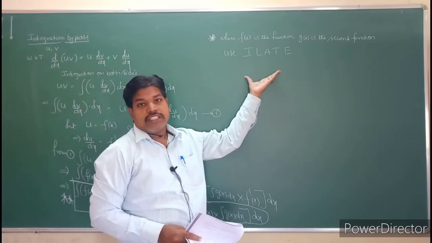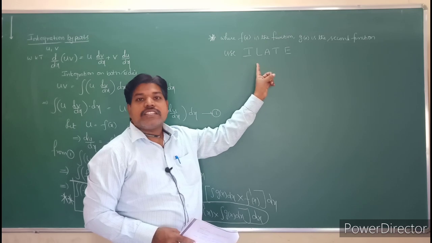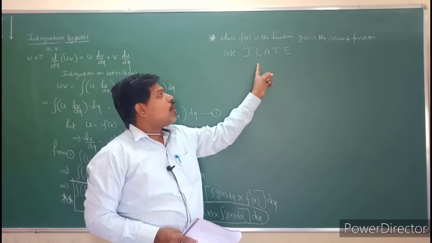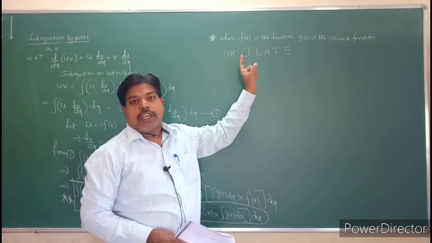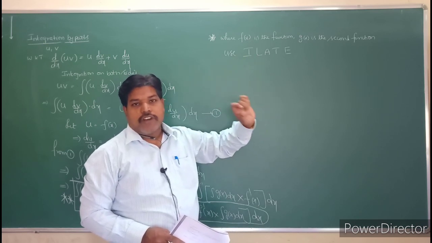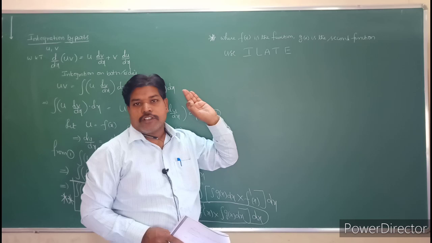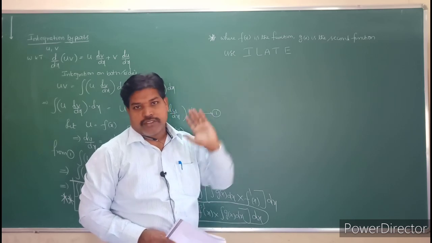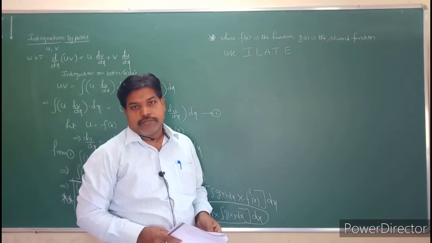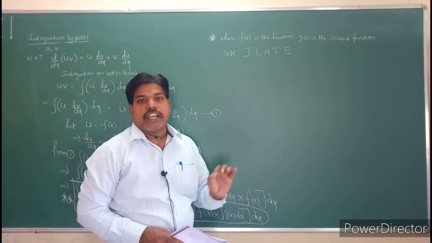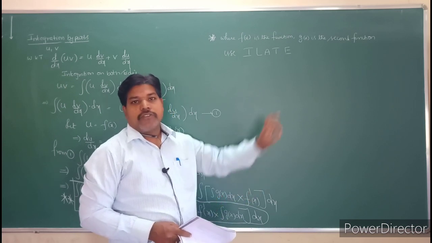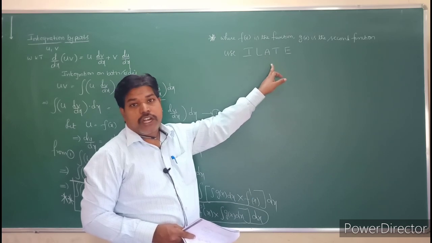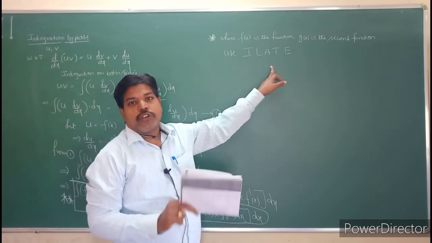So what is the meaning of ILATE? I is nothing but inverse trigonometric functions, first priority for f of x. If the function contains an inverse trigonometric function, you have to take it as f of x, like sin inverse x, cos inverse x, tan inverse x. You have to give the first priority to the inverse trigonometric function. That is the function you take as f of x.